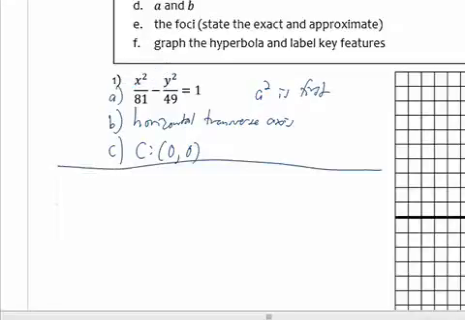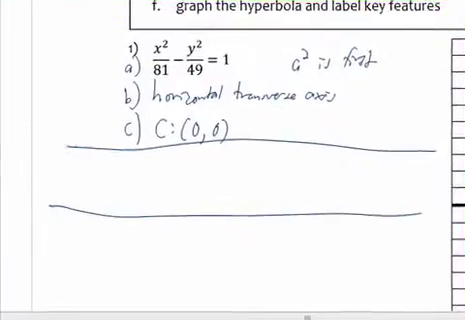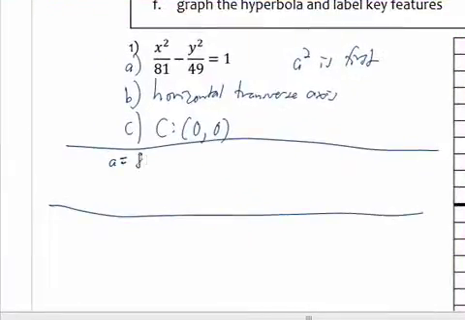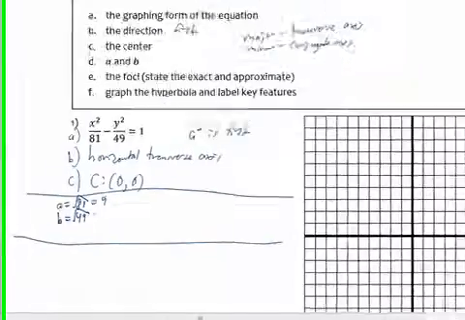Then we take our break and we figure out what little a, little b, and little c are. This is essential to figuring out the rest of it. Little a is equal to the square root of 81, which is 9. Again, that's because it's first, not because it's the bigger one. Little b is equal to the square root of 49.